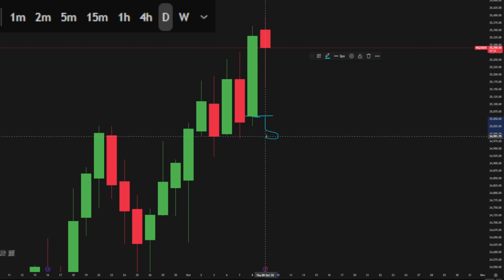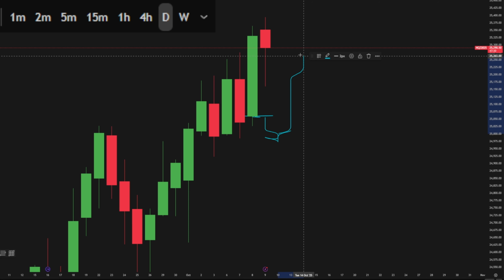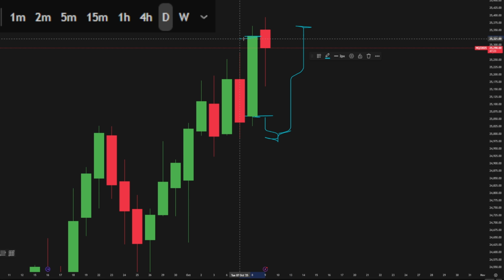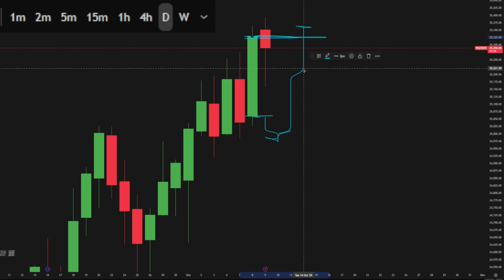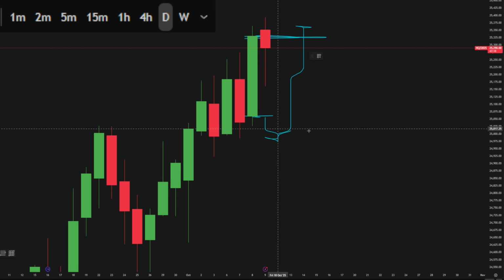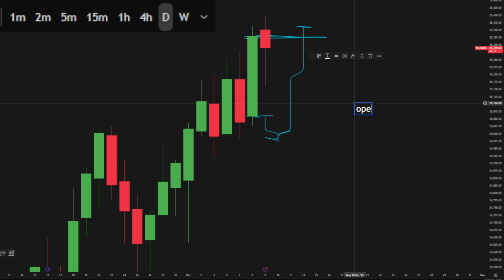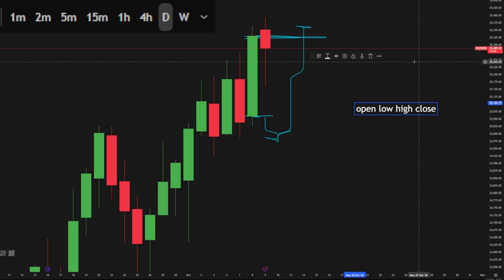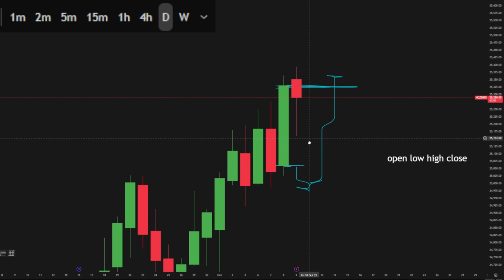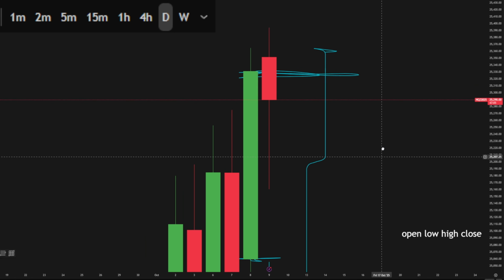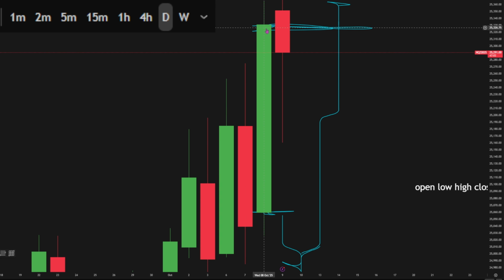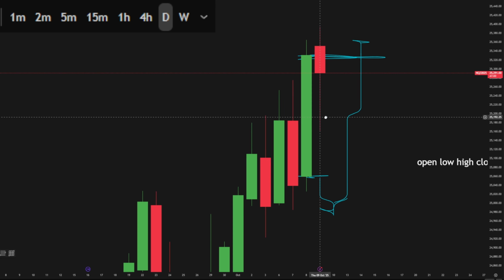It swept the lows, and then it pushed up, and as it pushed up, it swept the highs, and then ended up closing right there. That's all that is saying. So this would be an example of an open, low, high, close, because it opened, it swept the lows, it swept the highs, and it closed, showing a bullish momentum to the newest daily highs right there.